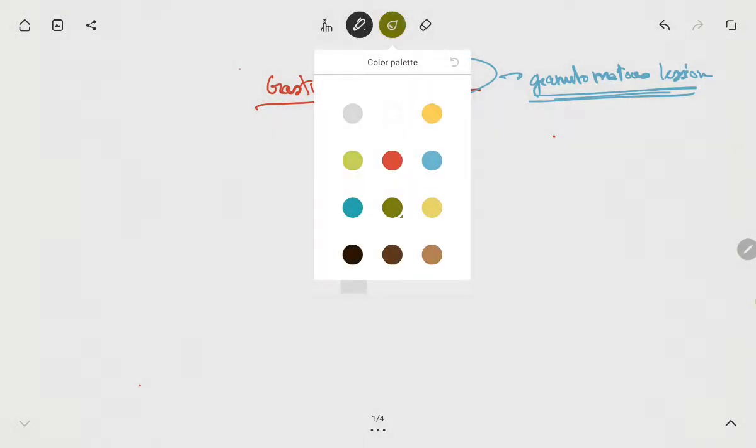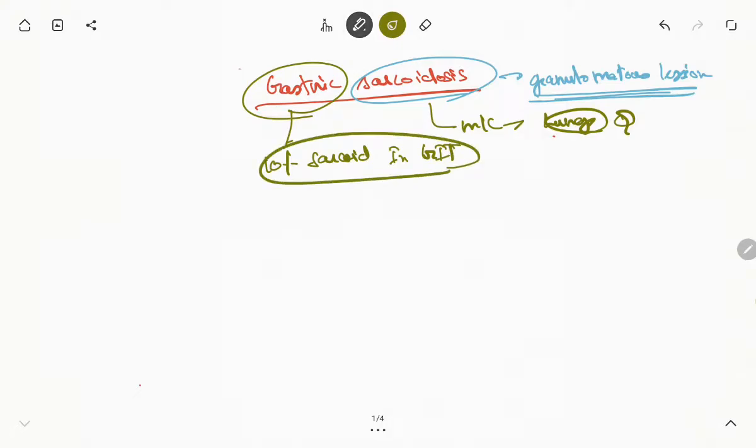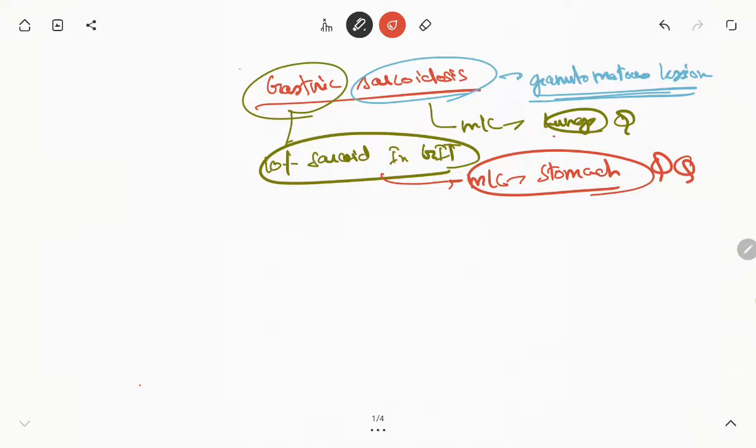Some of the few points according to MCQ we will discuss. The most common site in general is your lungs. What is the incidence of sarcoidosis in GIT? It is very rare. Only about 10% of sarcoids are seen in GIT. In GIT, the most common site is your stomach.